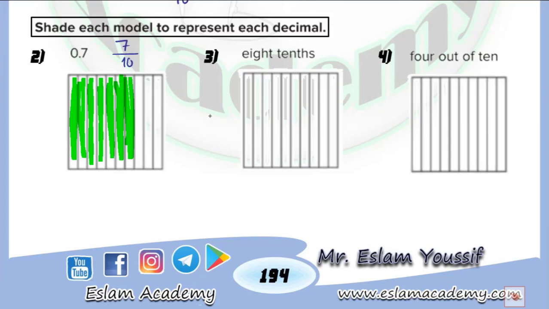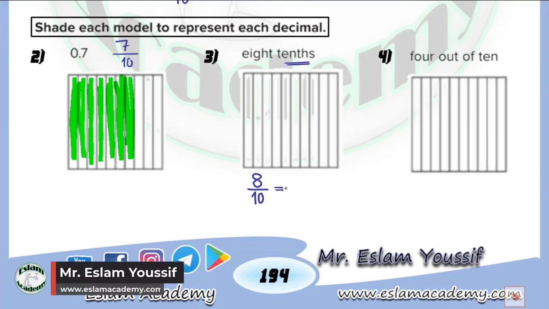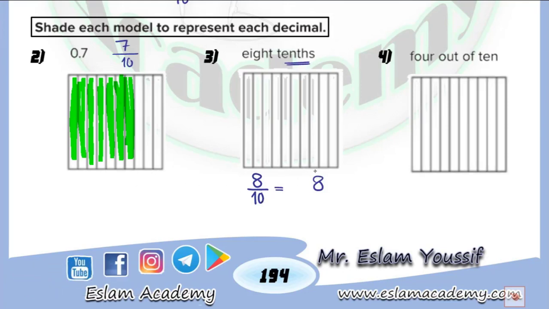In question number 3, we have 8/10. So to represent it, it will be 8/10, because 8 will be up and 10 will be down. To represent it as a decimal, it will equal 8. We just write the numerator without any change. Because we have only 1 zero down, I will start counting from the right 1 digit, then put the decimal point. So to shade the part, we will shade only 8 parts.